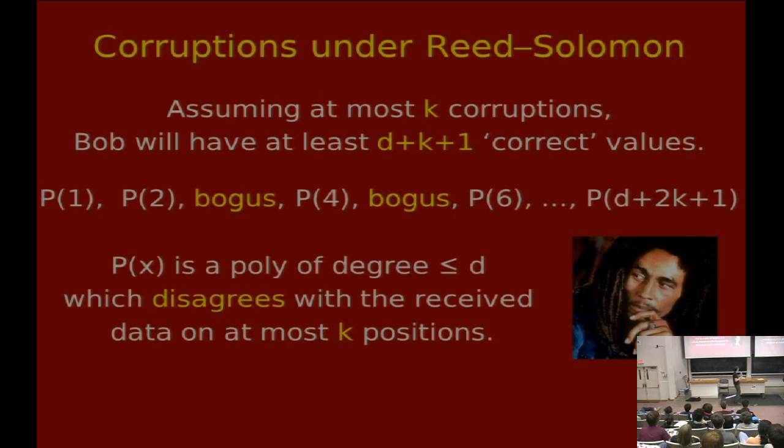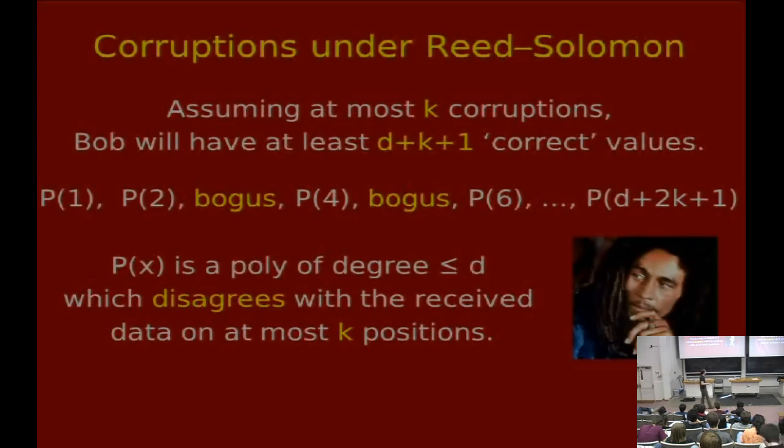Well, Bob is a smart guy. So here's the thought process. Bob thinks to himself, p of x is the message I'm trying to get, a polynomial of degree at most d, and it mostly agrees with this list. Let's think about the extent to which it disagrees. The true p of x disagrees with this list in at most k places, because the channel only gets to screw up k symbols. This is the best part.